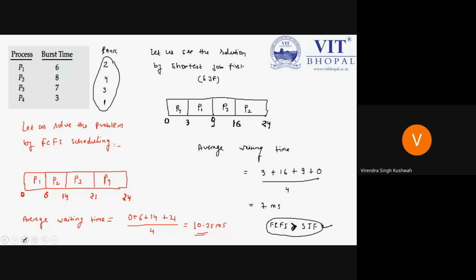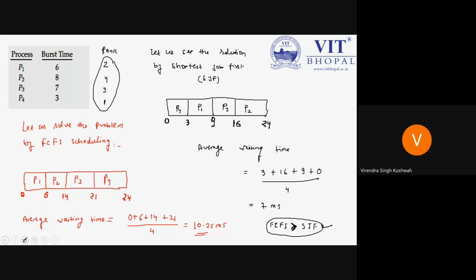The shortest job first scheduling algorithm has two flavors. One is non-preemptive, the other one is preemptive. The non-preemptive scheduling algorithm you can solve undoubtedly. Here we have a very simple question. I want to share one question with you, and you need to tell me what the answer would be. So non-preemptive shortest job first is very simple.